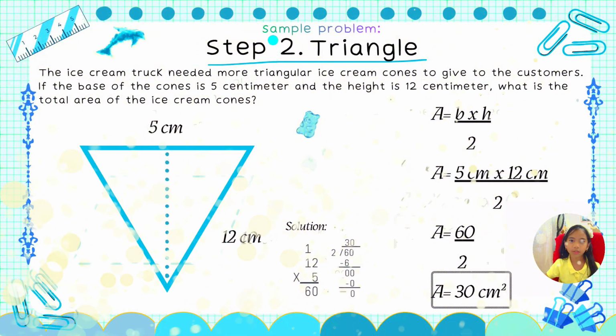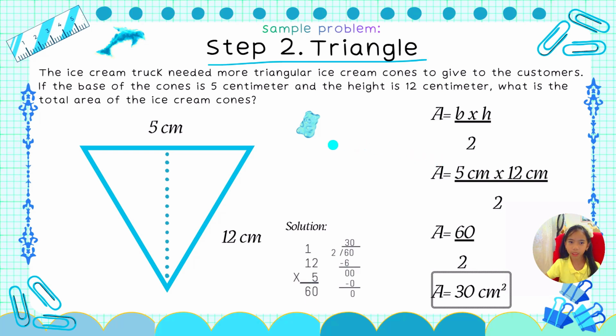So here's another sample problem on how to solve a triangle. Let's go ahead and read this sample problem. The ice cream truck needed more triangular ice cream cones to give to the customers. If the base of the cones is 5 centimeters and the height is 12 centimeters, what's the total area of the ice cream cones? So the formula is area equals base times height divided by 2.